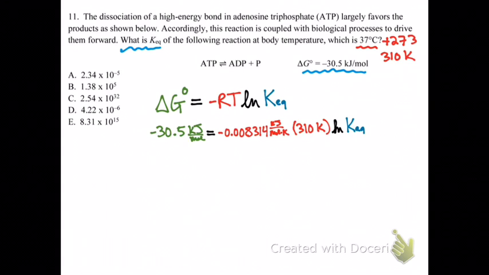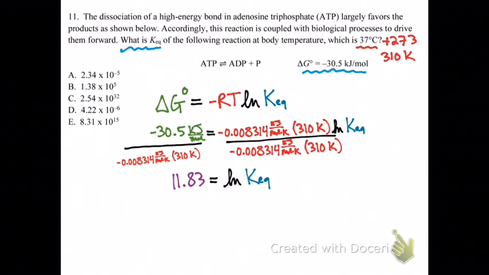So we're going to divide both sides by negative RT. So we end up getting that the natural log of Keq is equal to 11.83, and then to get rid of that natural log, we're going to do e to both powers, and let's see what we end up getting. 1.38 times 10 to the 5th.